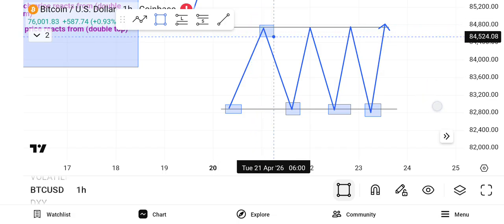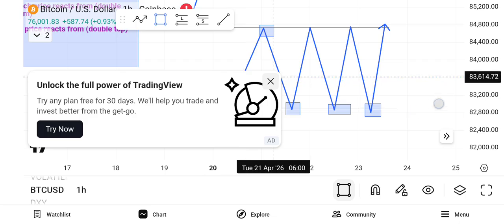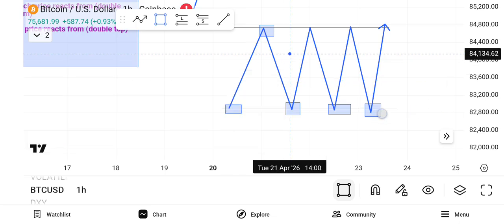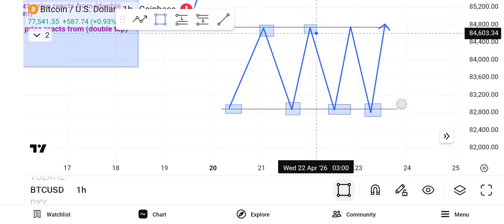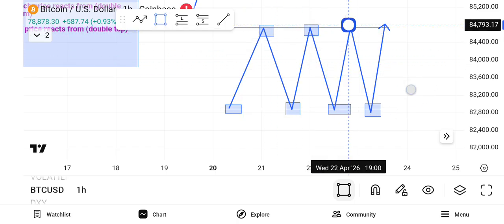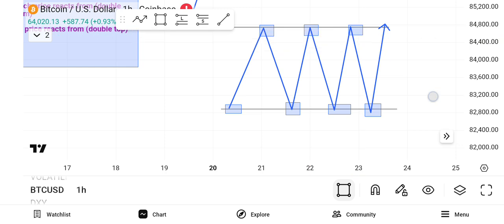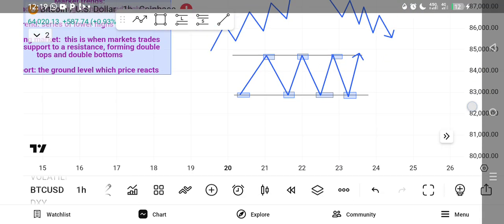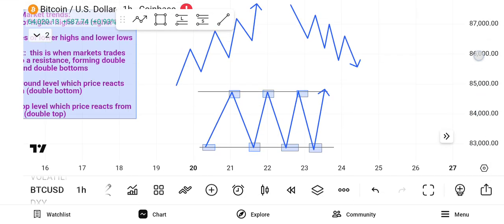And then this is a series of resistance. The zone up top where the market is bouncing off from is a series of resistance. It's not breaking, just bouncing off from there. And that is a good example of a ranging market.